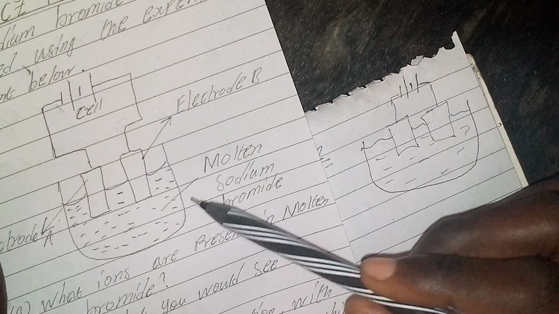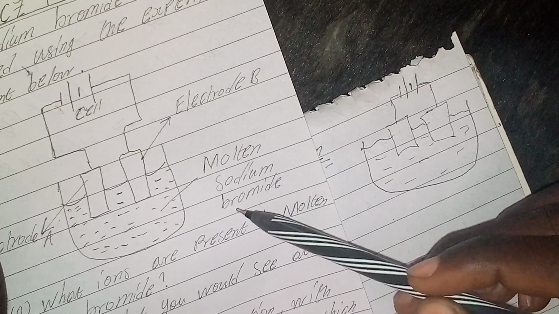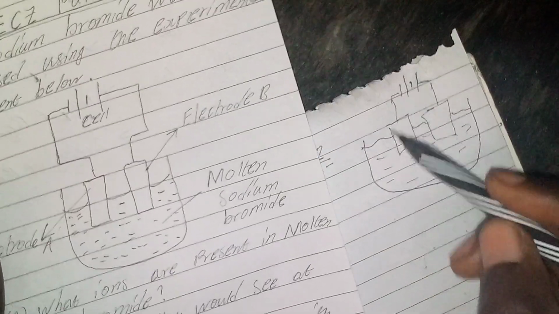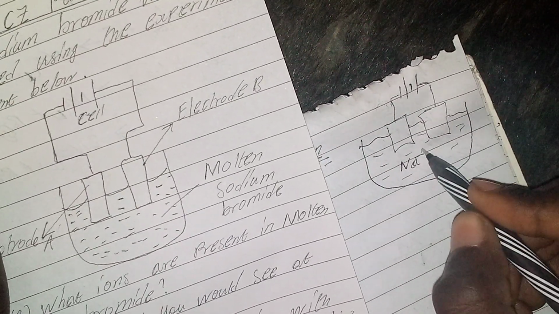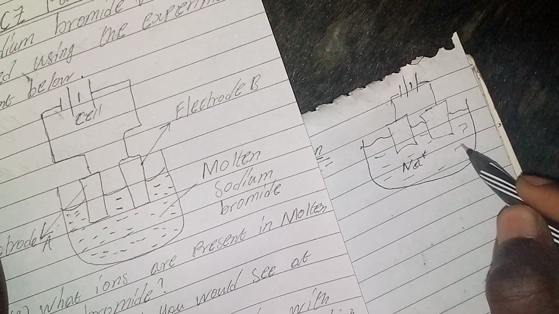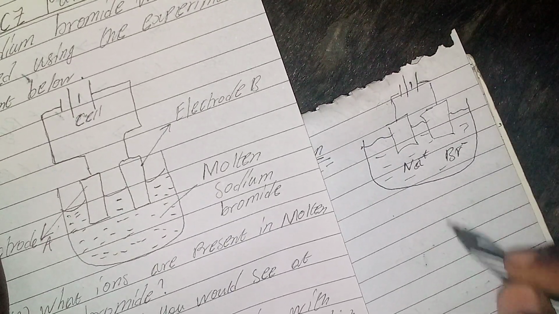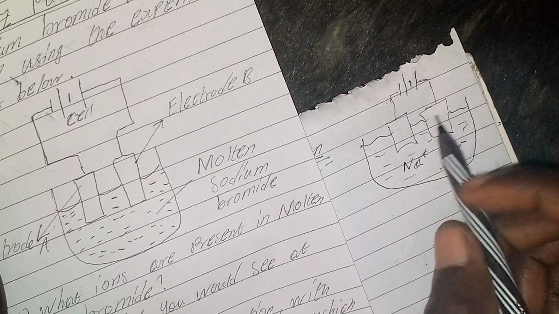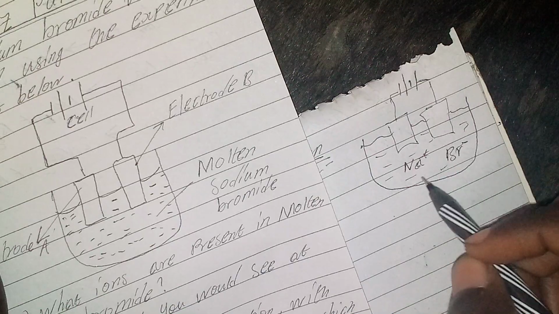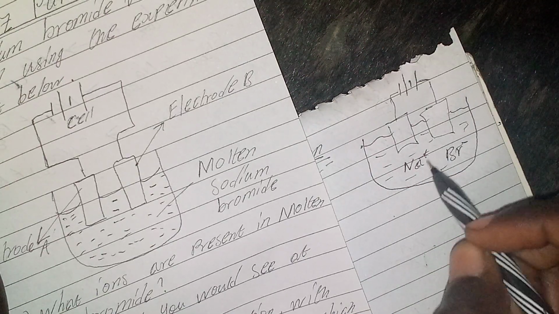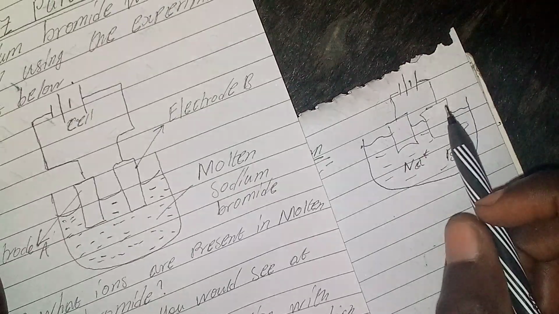That's what we call it, electrolyte. So the electrolyte of molten sodium bromide is what? It's going to contain sodium what? Sodium ions and the bromide ions. Okay, so now there is a way in which these ions move in the electrolyte when you apply power or you apply current in this electrolyte.